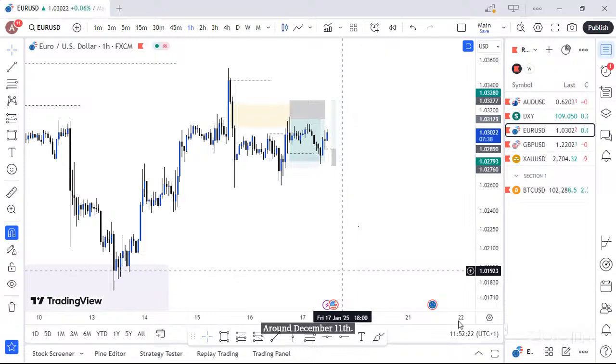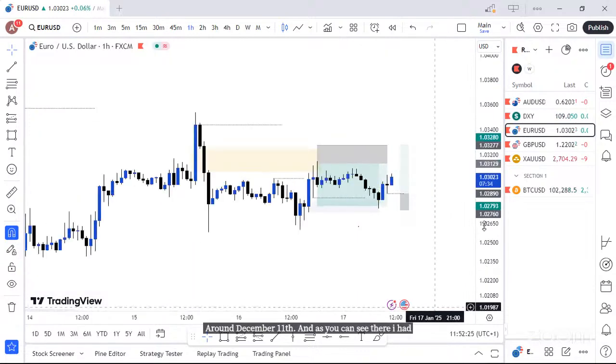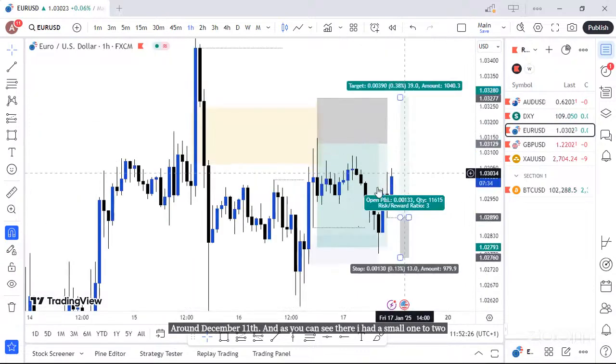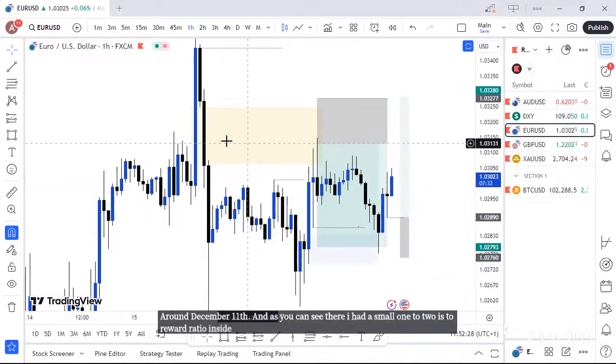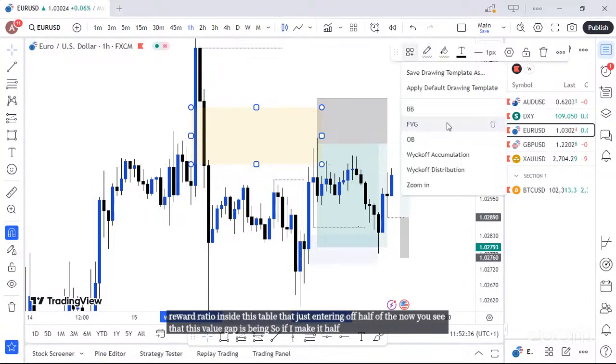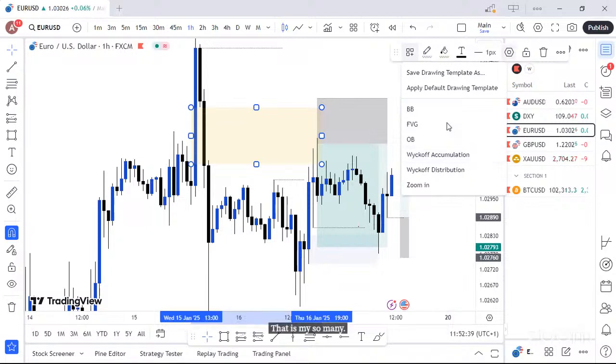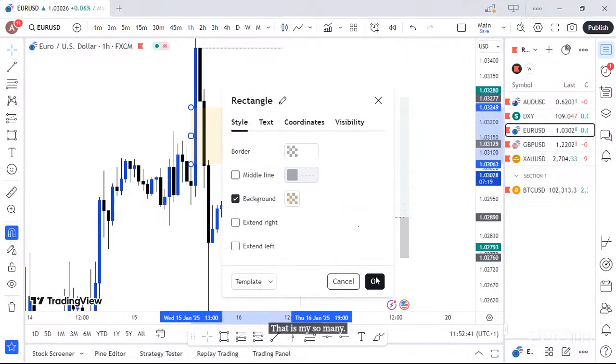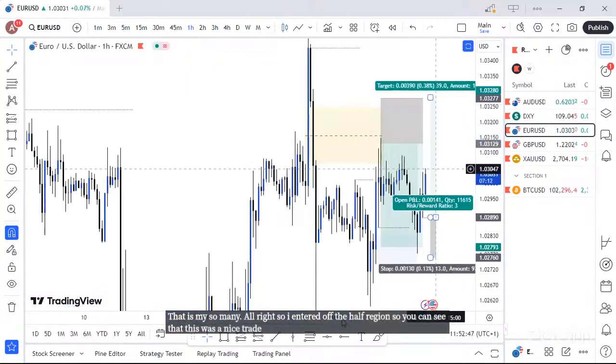And as you can see, there I had a small 1 to 2 risk to reward ratio inside this fair value gap, just entering off half of it. Now you see that this fair value gap is big. So if I make it half, where is my entry? That's deleted. Alright, so I entered off the half region. So you can see that this was a nice trade that I called on our last slide.